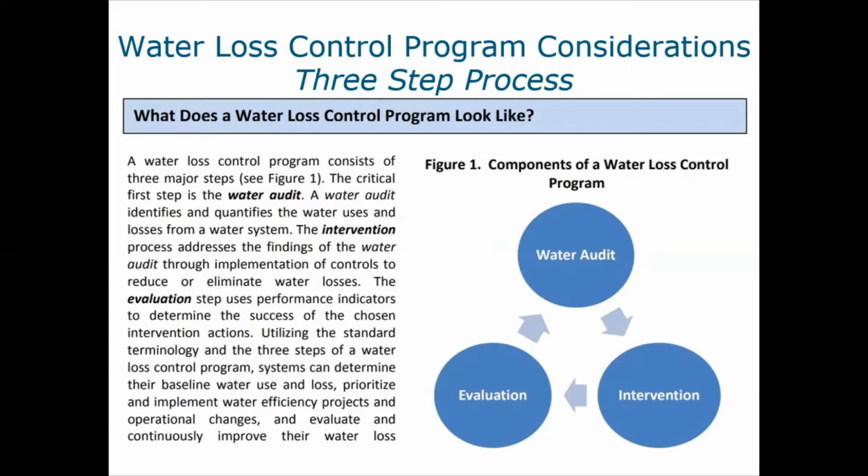Your intervention then is going to be your action plan, the plan that you develop to try to find leaks out in your system. And you're going to try and do that for say 1 year. And your evaluation step, the third step, would be to take a look at your intervention and see where you're at. Are you happy with your goals? Are there things that you can do differently, more efficiently, more cost effective? And then the process starts all over again with your water audit. And that's a 3-step cycle then on an annual basis.